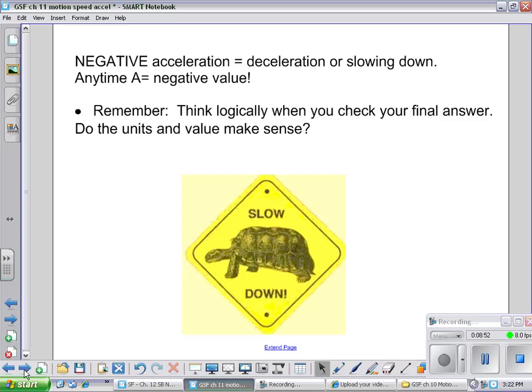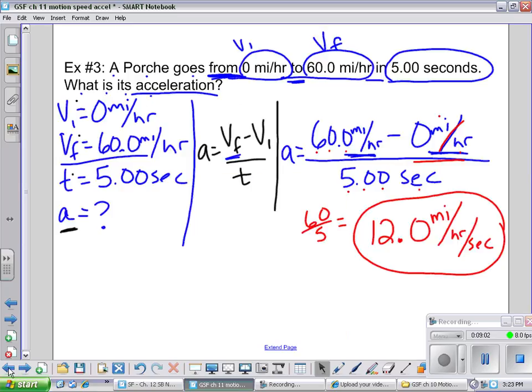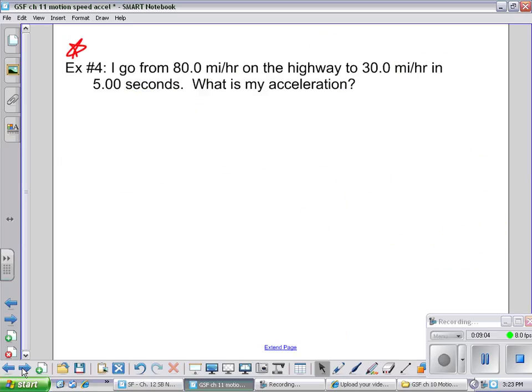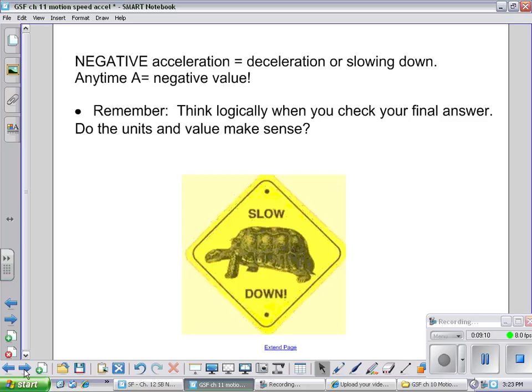All right, so a couple of things. If your answer ends up a negative number, which actually you would see that in example 4. So actually, I'm going to walk you through example 4 now that I think about it. I'm going to run out of time though. So let's just go ahead and get these. Sorry. Negative acceleration is deceleration or slowing down.